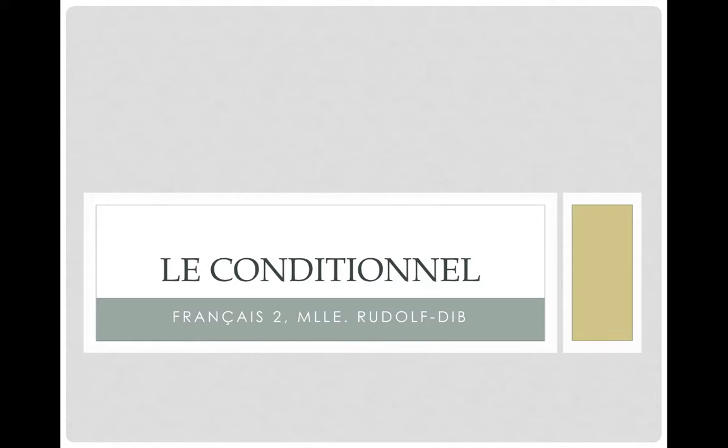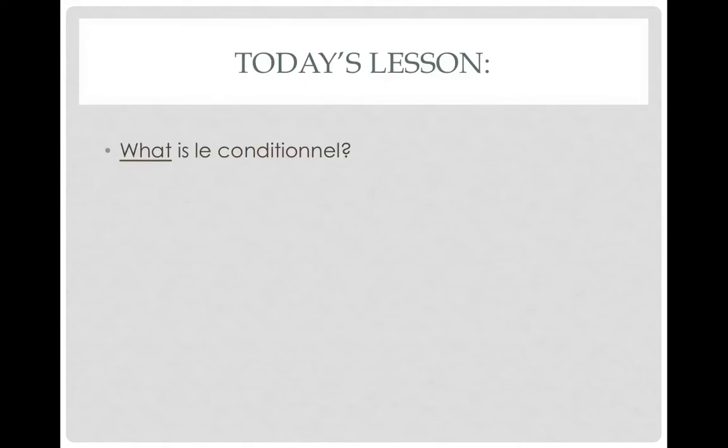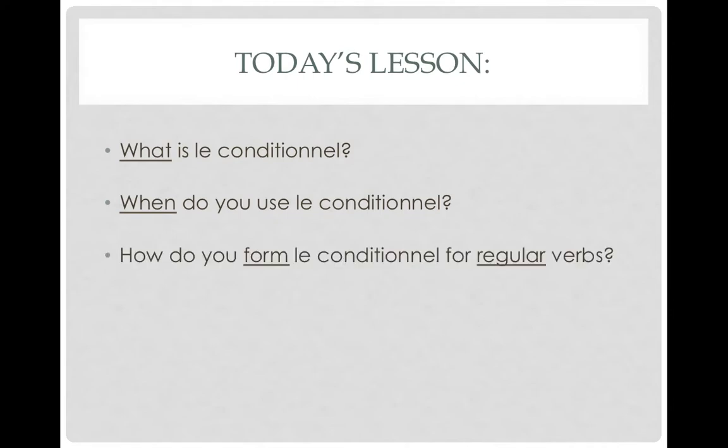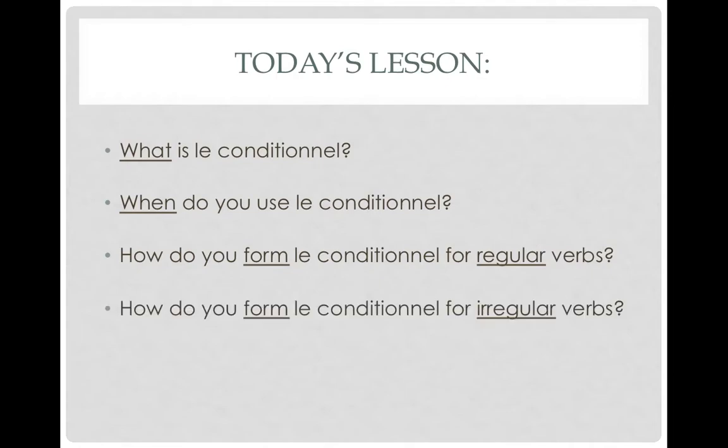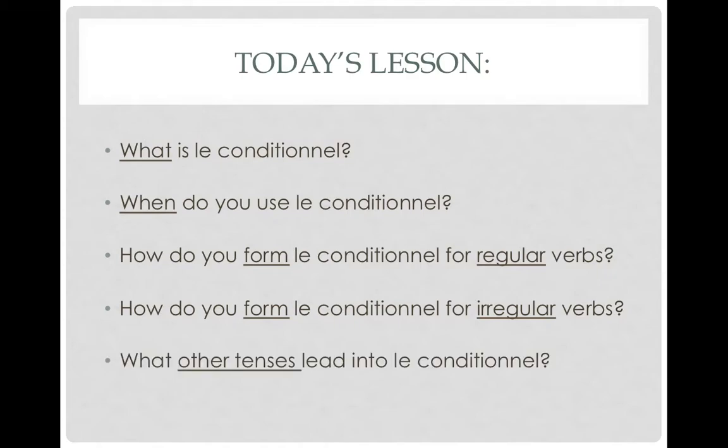It's technically referred to as a mood in verb world, but we're just going to call it a tense for the sake of it. And this new tense that we're going to be learning is called le conditionnel, or in English, the conditional. So in today's lesson, we're going to learn what is le conditionnel, when do you use le conditionnel, how do you form le conditionnel for regular verbs, and then the best part, how do you form le conditionnel for irregular verbs? And then lastly, what other tenses lead into le conditionnel? So which other ones are easily connected with this tense?